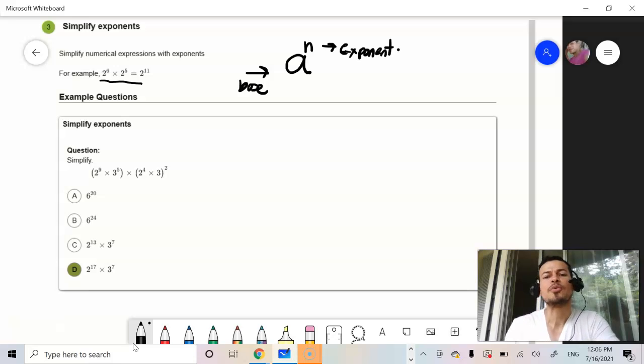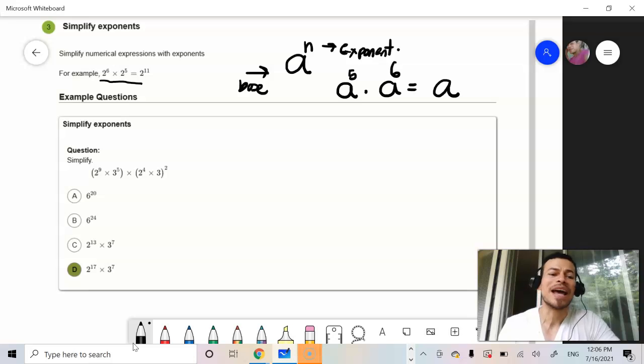In this case, when you multiply two numbers with exponents and they have the same base, for example, a to the power of 5 by a to the power of 6, then you are going to write the same base, which is a, and then you are going to add the exponents. That's what you got to do there. You don't have to do anything else. So it's going to be a to the power of 11.